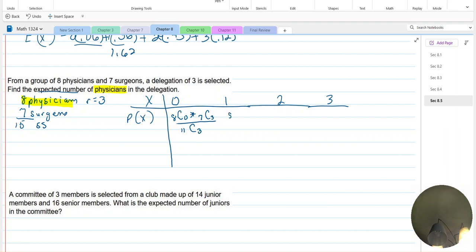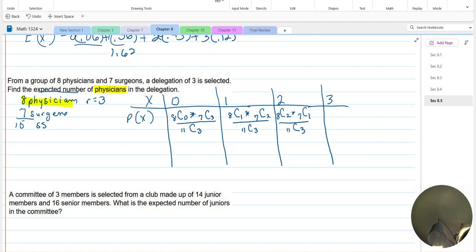For 1, I'm going to have 8 choose 1 times 7 choose 2 to get the 3 out of 11 choose 3. For 2, I'm going to have 8 choose 2 times 7 choose 1 over 11 choose 3. For my 3, I'm going to have 8 choose 3 times 7 choose 0 over 11 choose 3. So now I have all of my structure. I'm going to do the math.